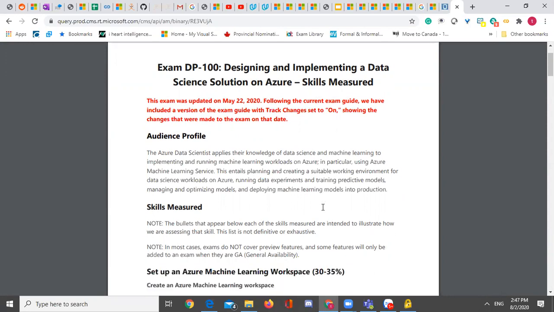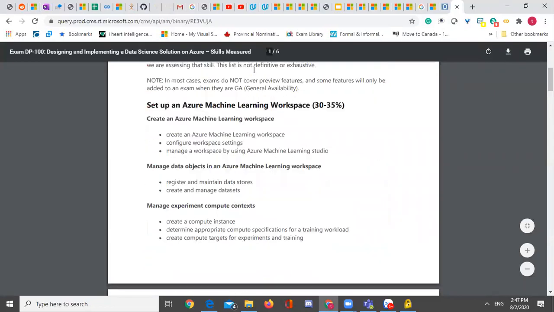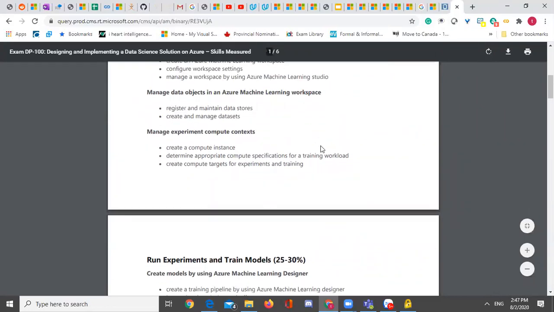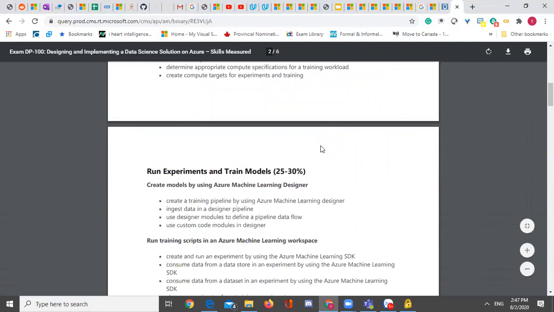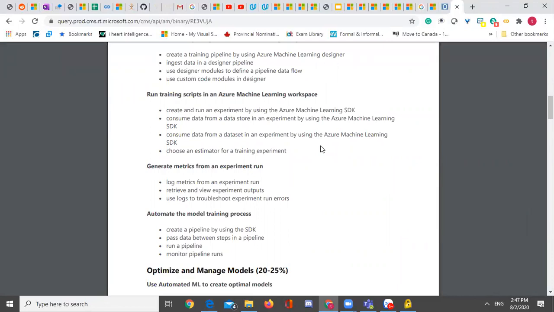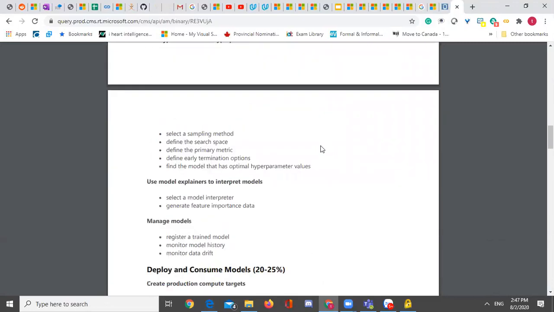Number two is DP 100. You see here, you need to design and implement data science solutions. So basically you need to know about the Azure platform and the database platform, which is what DP 900 covers. There are a lot of questions on data stores, instances, and pipelines. That's why I recommend that if you have time, you go through DP 900 and then DP 100.